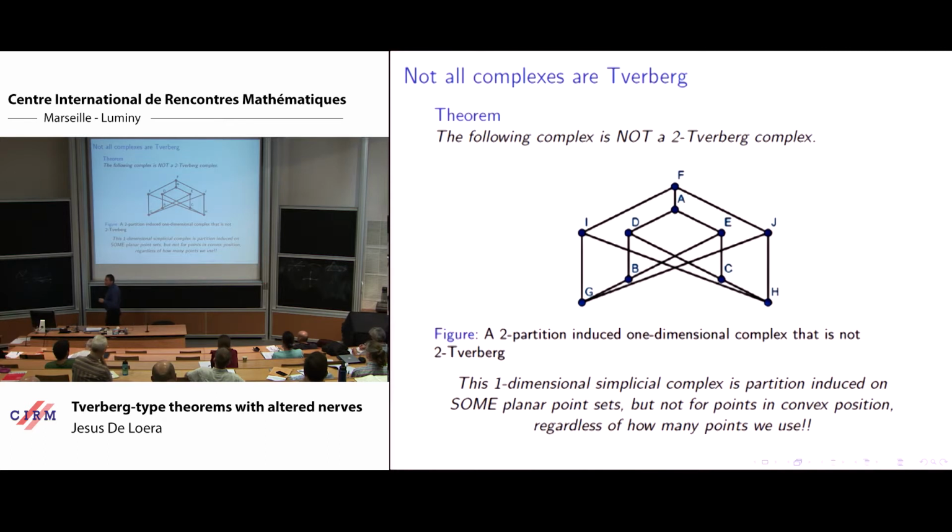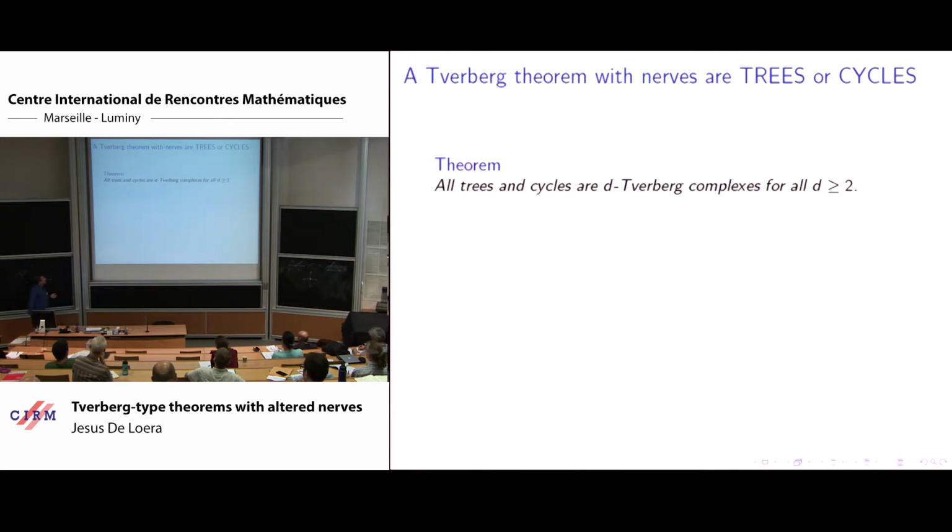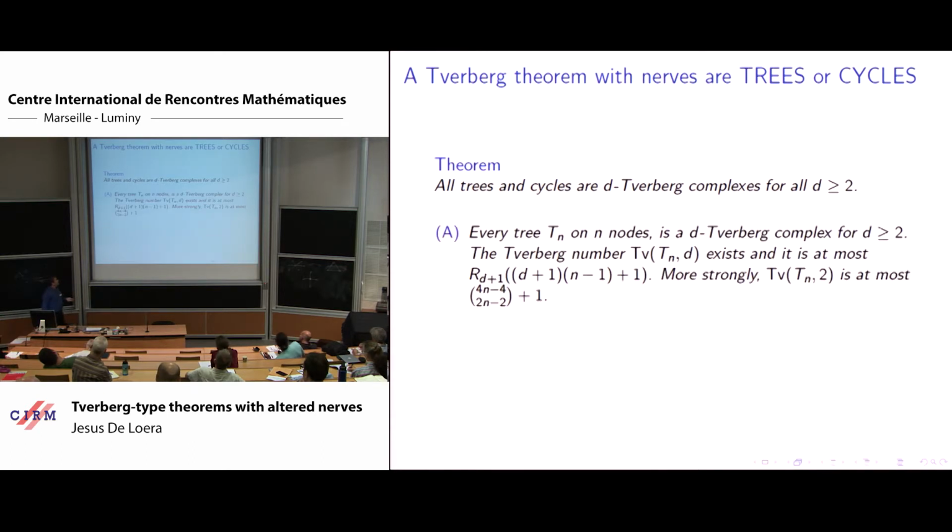All right? But now, here is another interesting thing. Every tree and every cycle are Tverberg complexes. Okay, so what does that mean? Let me repeat. That means that there is a constant, a Tverberg number, so to speak, such that if you have more than that many points, you will be able to realize any tree with n vertices as the nerve of a partition of the points.